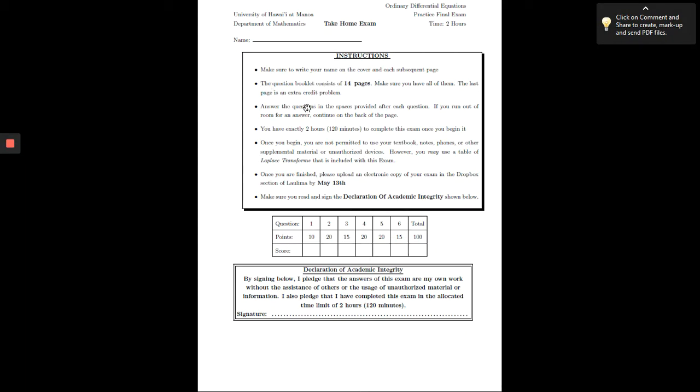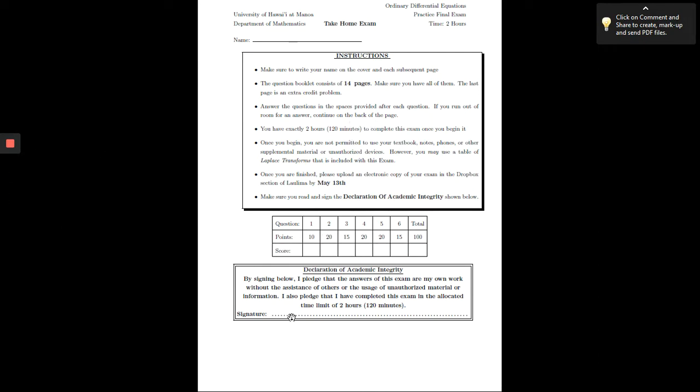Answer the questions in the spaces provided after each question, and you can continue your work on the back of the page. You have 2 hours to complete this exam. And once you begin it, you are not permitted to use your textbook, notes, phones, or other supplemental devices. However, you can use a table of Laplace transforms that is on the next page. When you're finished, you can upload a copy in Dropbox by May 13th. Okay, that's for the actual final, not the practice one.